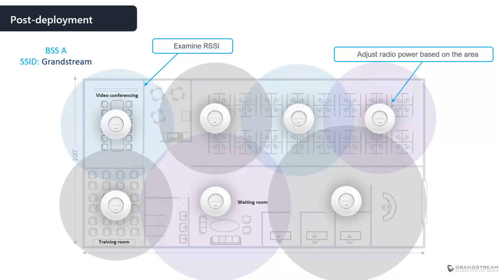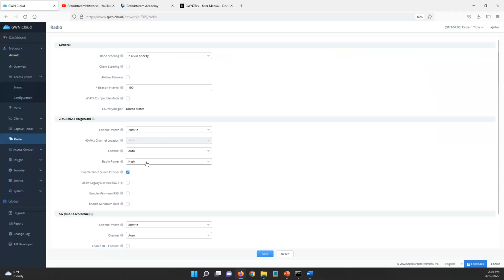So let's go back to our configuration. Now that we explained that radio power in most deployments needs to be changed, you need to change the value.